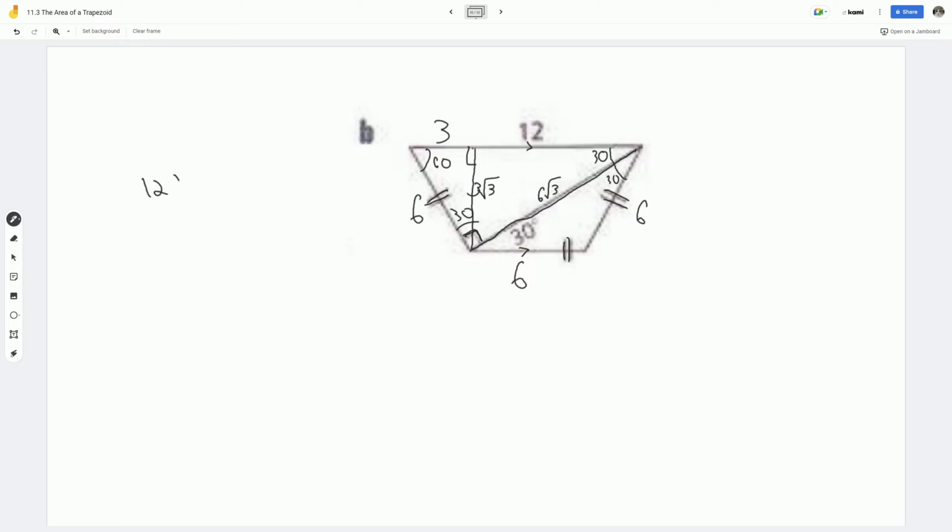We find the average of the bases. 6, divide both of these by 2, 6 plus 3, 9. And we have our height here, which is 3 root 3. Multiply this by our height, 27 root 3. And that is our answer.